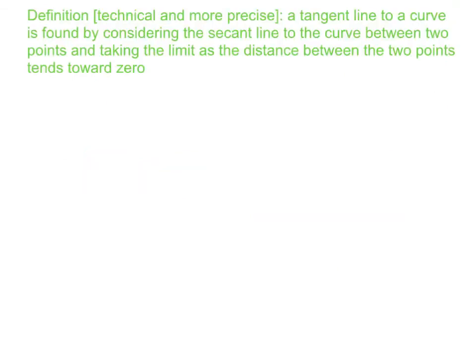Alright, so here it is. I can give you a definition that is a lot more technical, but therefore a lot more precise. What a tangent line to a curve really is: you find this tangent line by considering the secant line to the curve between 2 points. Now let's sort of wait there for a second.